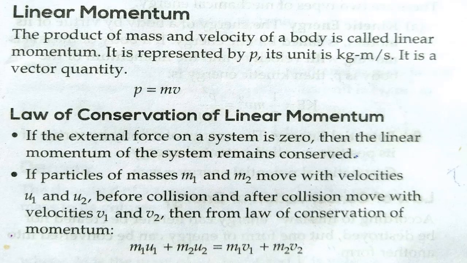Linear momentum. The product of mass and velocity of a body is called linear momentum. It is represented by P. Its unit is kg meter per second, and it is a vector quantity. That is, P equals m times v.